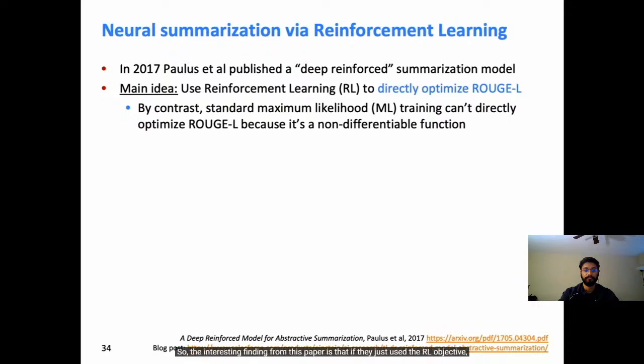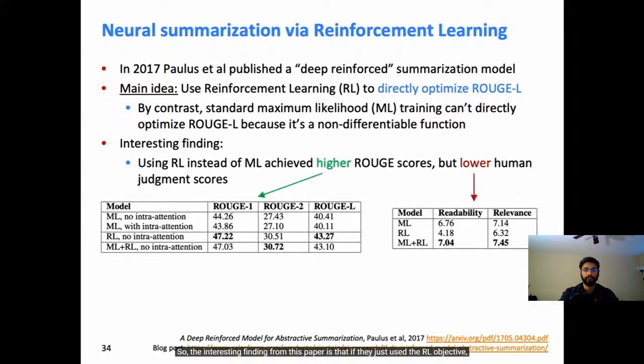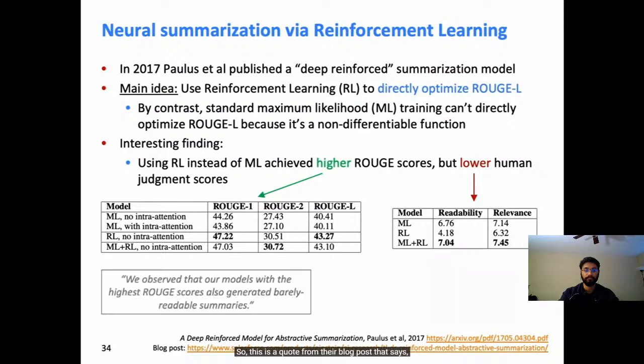So they use this RL technique to compute the ROUGE score during training, and then use reinforcement learning to backprop to the model. So the interesting finding from this paper is that if they just use the RL objective, then they do indeed get higher ROUGE scores. So they can successfully optimize this ROUGE-L metric that they were aiming to optimize. But the problem is that when you do that, you get lower human judgment scores. So on the right, we're seeing that the RL-only model has actually pretty bad readability and relevance human judgment scores. It's worse than just the maximum likelihood supervised training system. So this is a quote from their blog post. They said, "We observed that our models with the highest ROUGE scores also generated barely readable summaries."